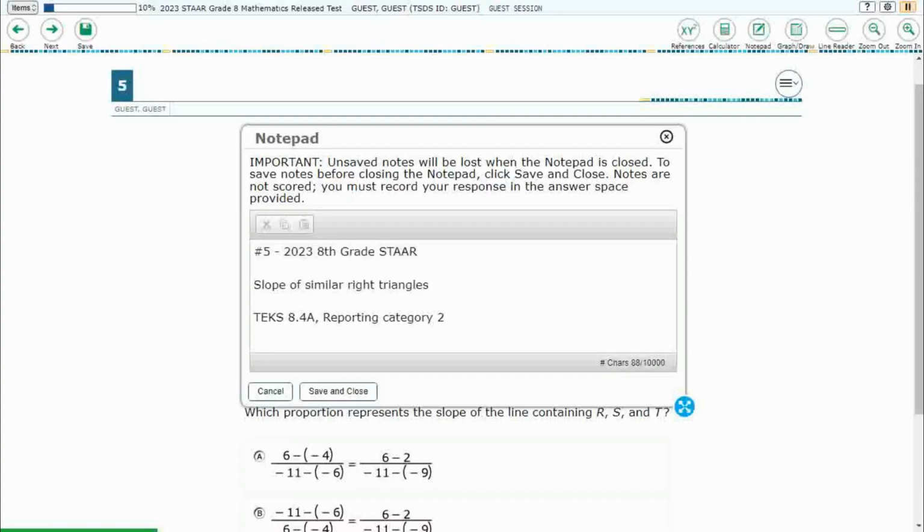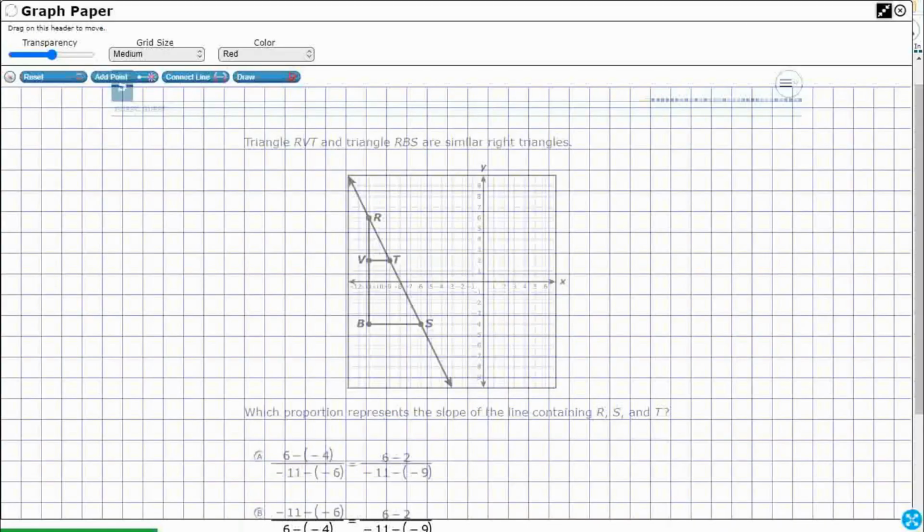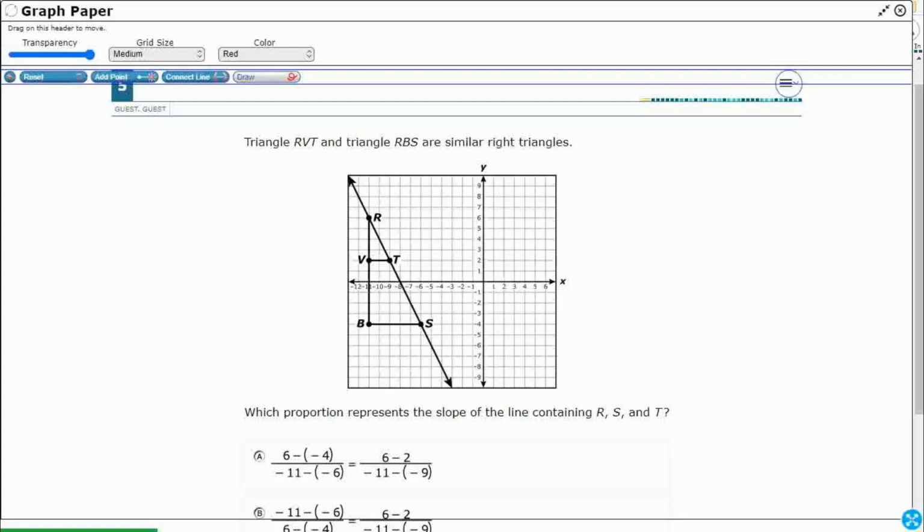For number 5, we are looking at the slope of similar right triangles. This is reporting category 2, TEKS 8.4a, and we get 2 different triangles here, and it says they are similar, right? So that means they are proportional in size. We've got the same angle measures, and you see that we've got a question here about the proportion that represents the slope of the line containing R, S, and T.